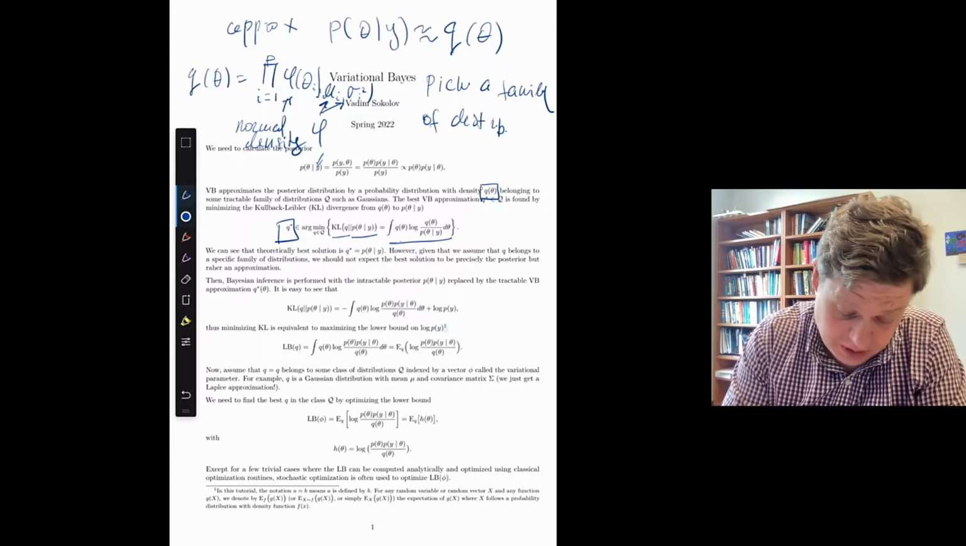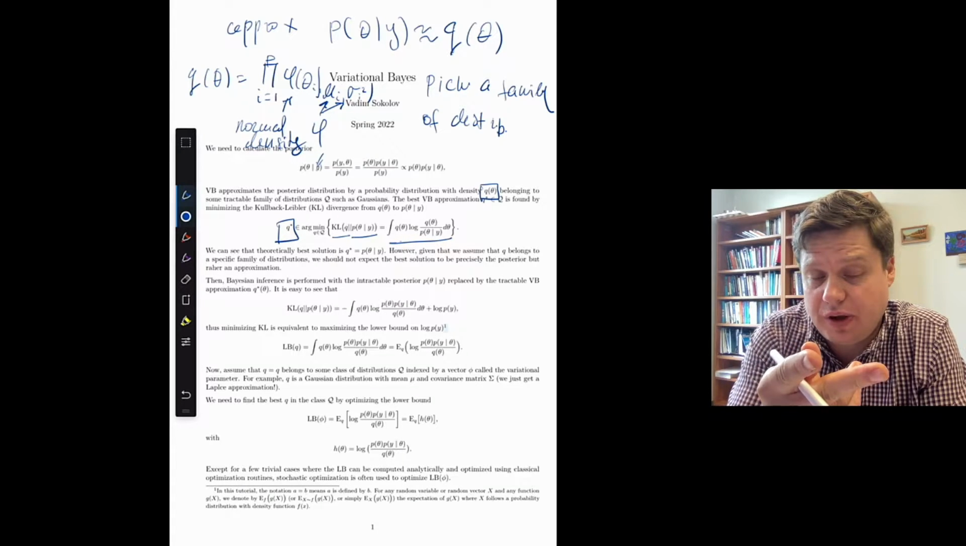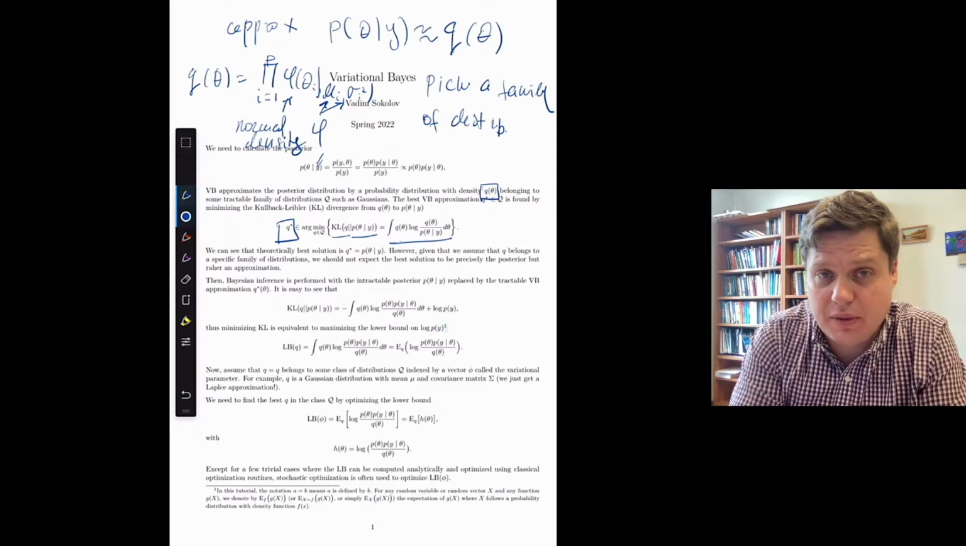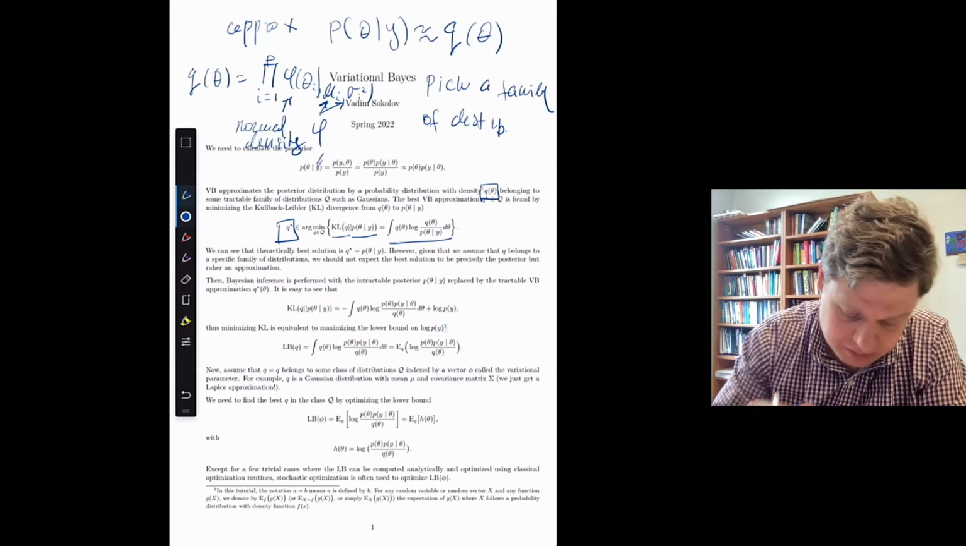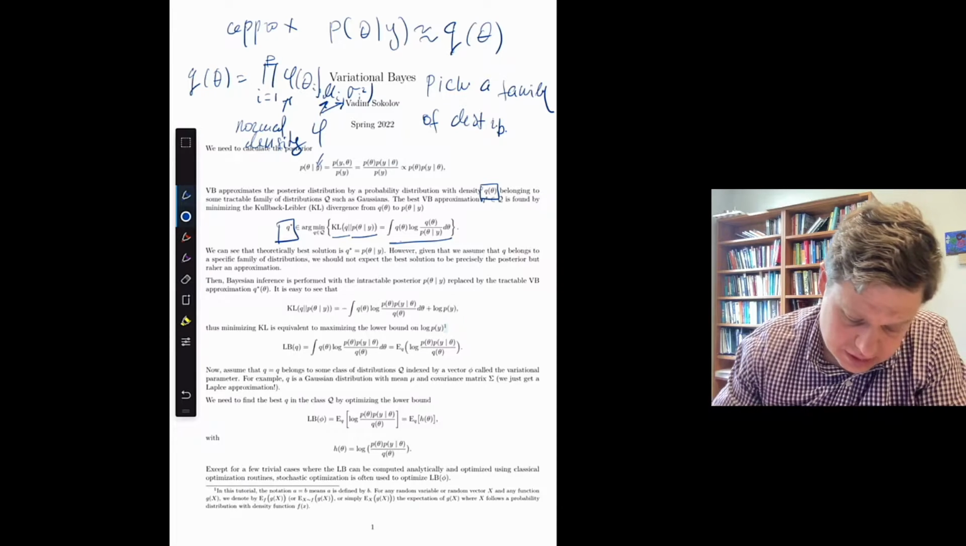If you have some parameter phi that parameterizes this distribution Q, then essentially you want to find the minimum with respect to this parameter set phi. So we converted the problem of integration to the problem of optimization. And let's look at how to calculate this KL divergence.